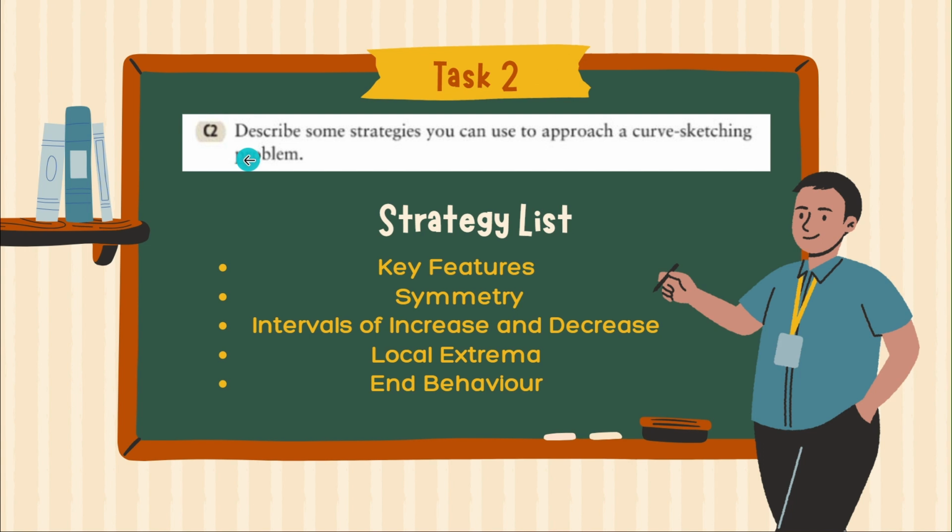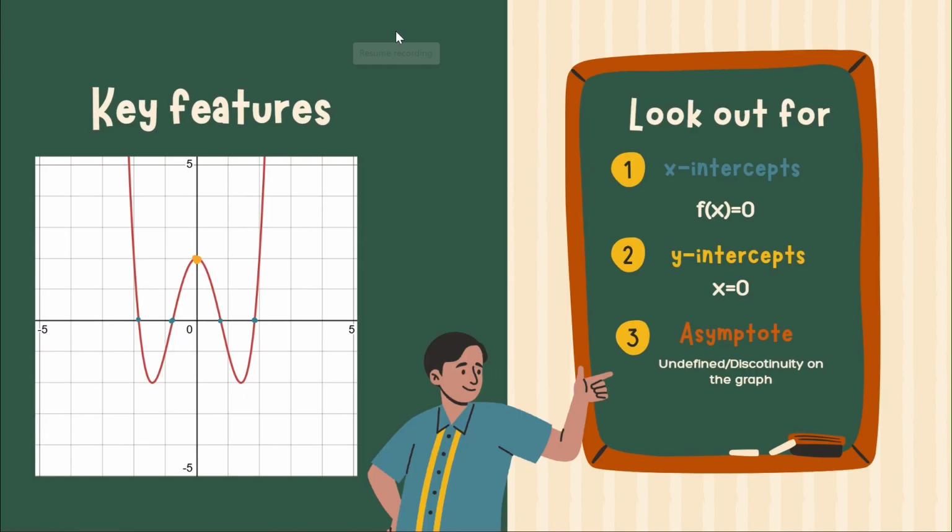Now for our second task, we need to describe some strategies that can be used to approach a curve sketching problem. And right here is just a list of some of the main strategies that you can look out for. The first is key features, then symmetry, intervals of increase and decrease, local extrema, and then end behavior. Now, when trying to find key features, things we need to look out for are x-intercepts, which is when f of x is equal to 0.